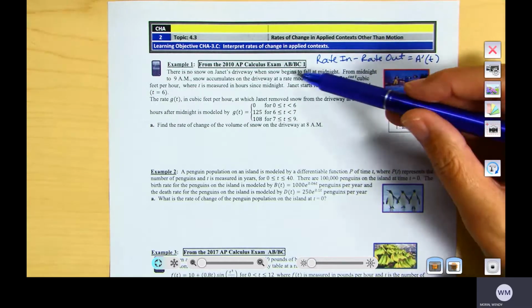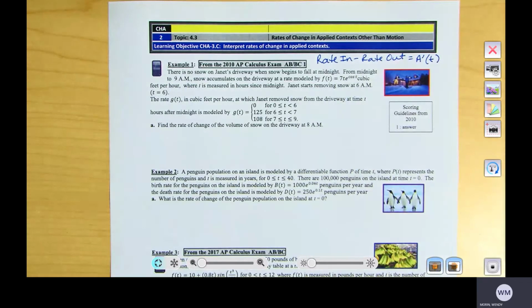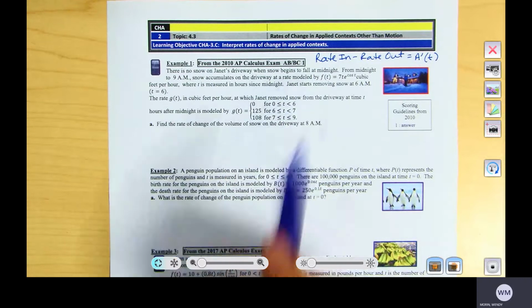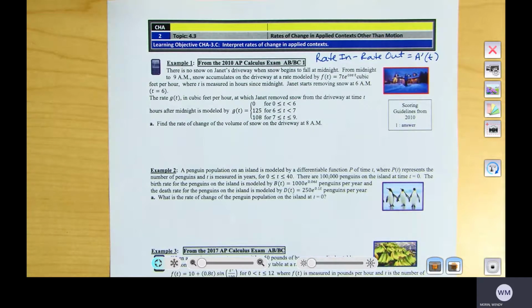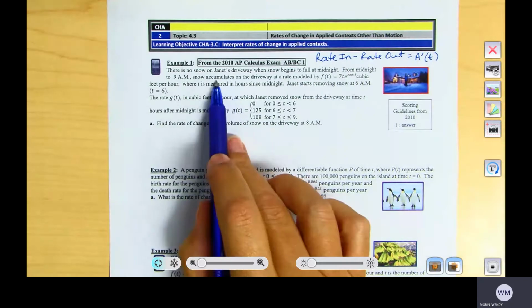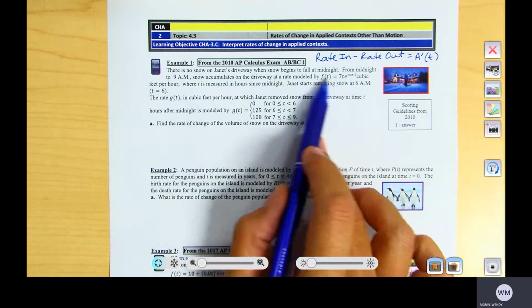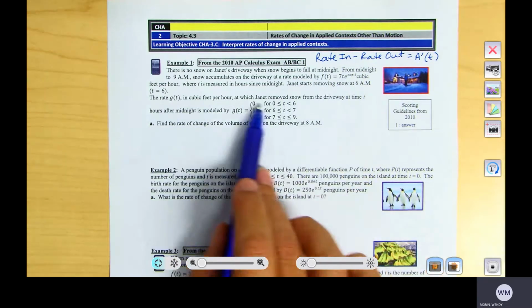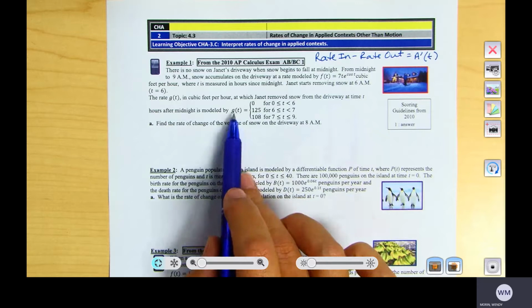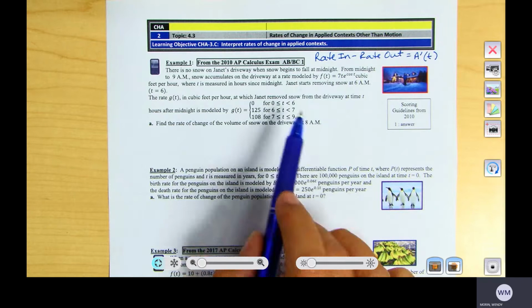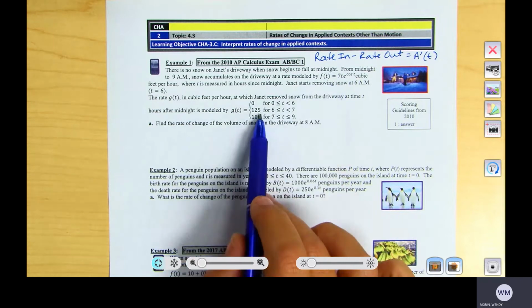So, let's look at example number 1. You're going to need your calculators, as I said on the website. You have two different rates. There is snow on Janet's driveway when the snow begins falling at midnight. Well, there's no snow, I should say. The snow accumulates, so this is going to be your rate in, that's modeled by f of t, and then Janet removes the snow off her driveway, and that's modeled by g of t, after midnight. So you have a rate in and you have a rate out.